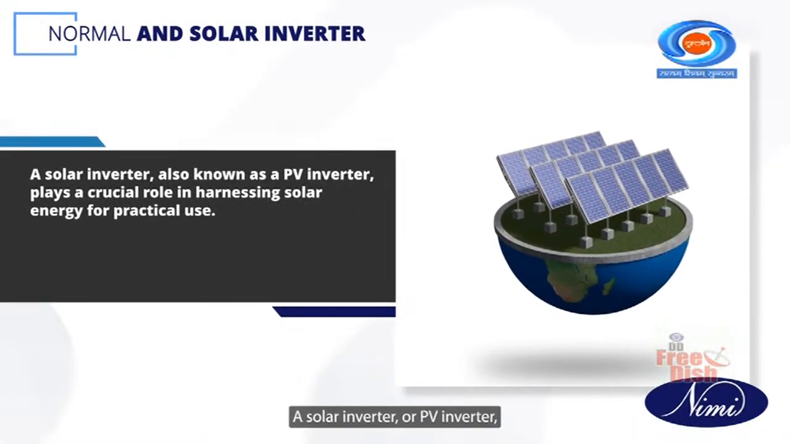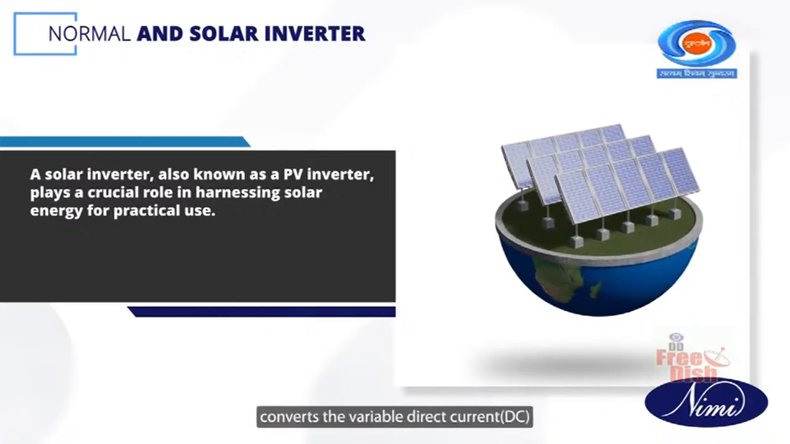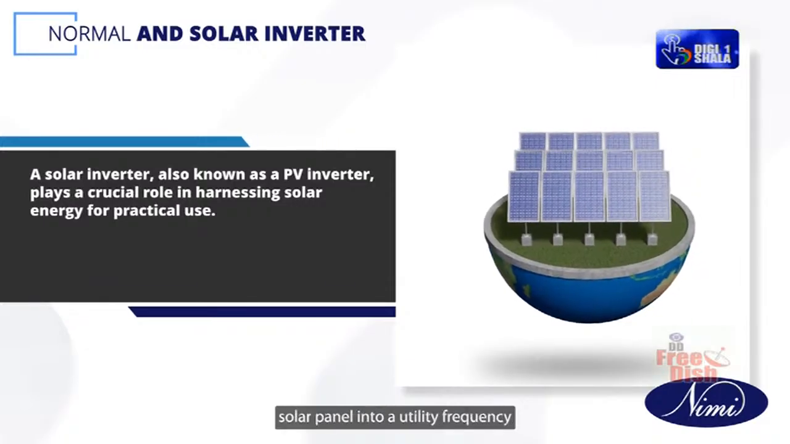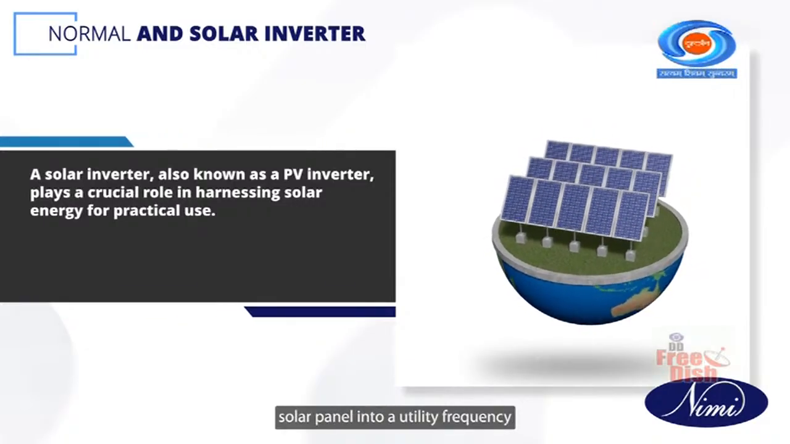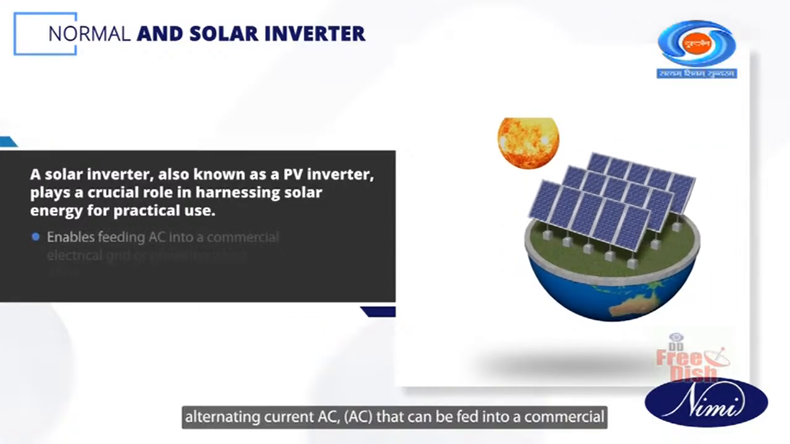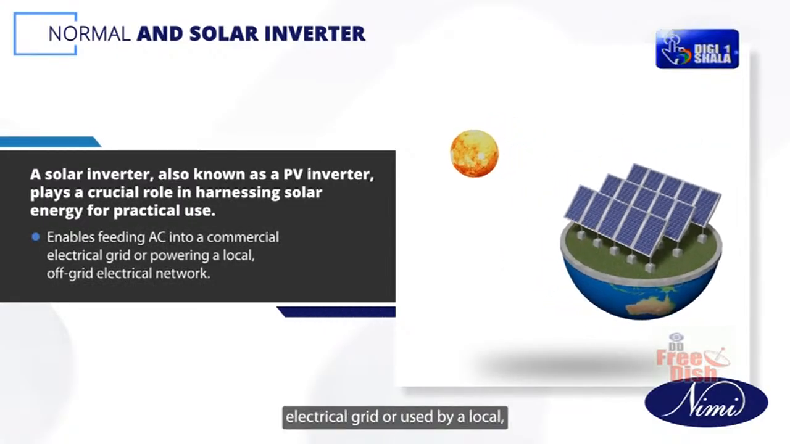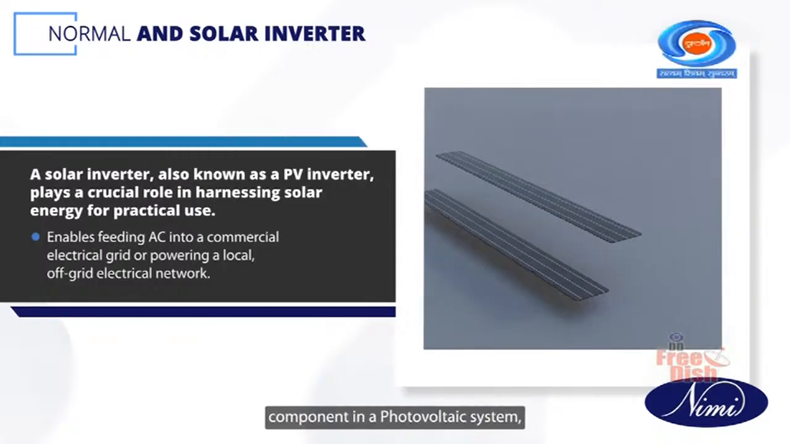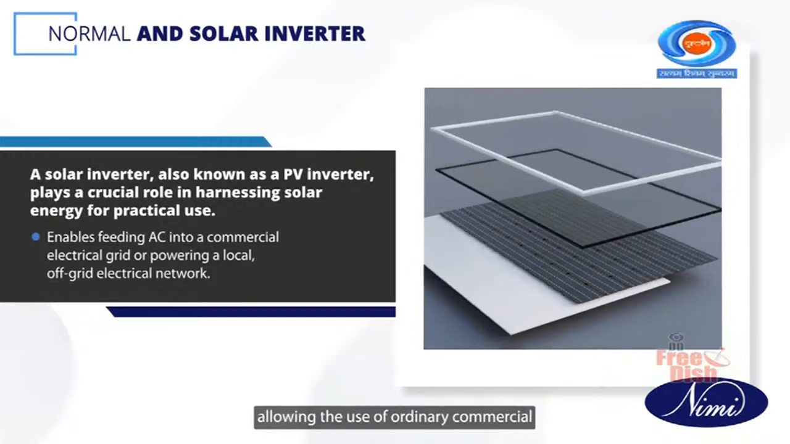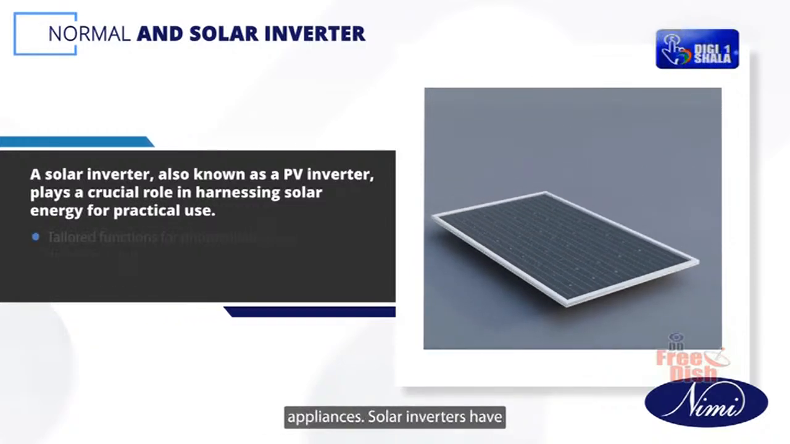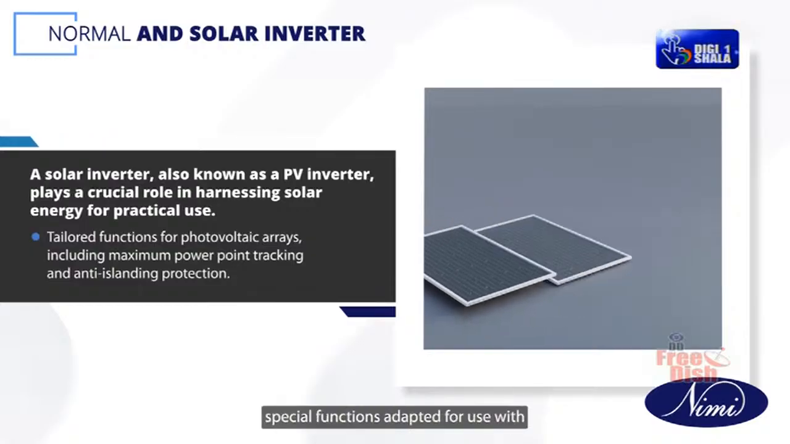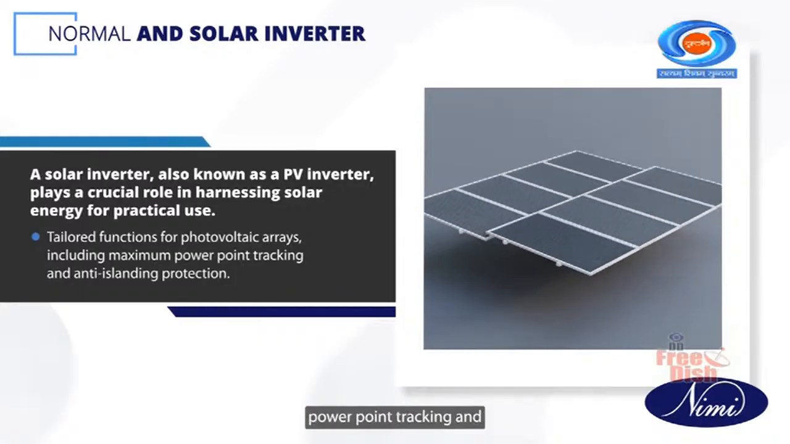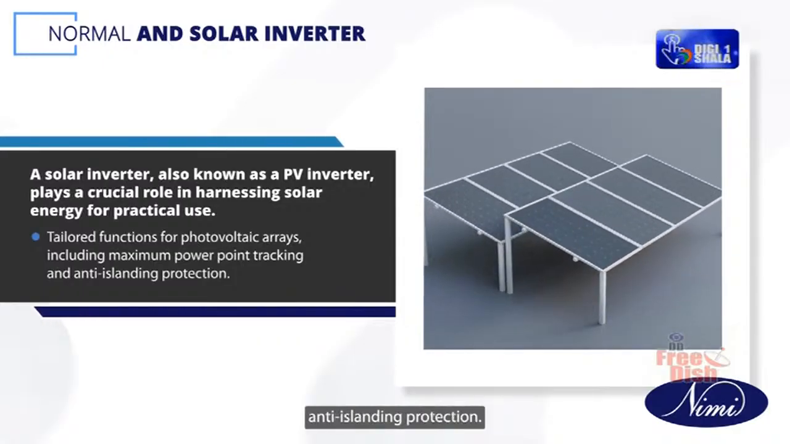A solar inverter or PV inverter converts the variable direct current DC output of a photovoltaic PV solar panel into a utility frequency alternating current AC, for a commercial electrical grid or used by a local off-grid electrical network. It is a critical component in a photovoltaic system, allowing the use of ordinary commercial appliances. Solar inverters have special functions adapted for use with photovoltaic arrays, including maximum power point tracking and anti-islanding protection.